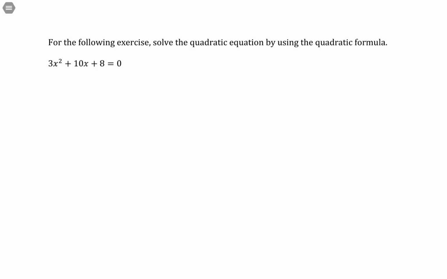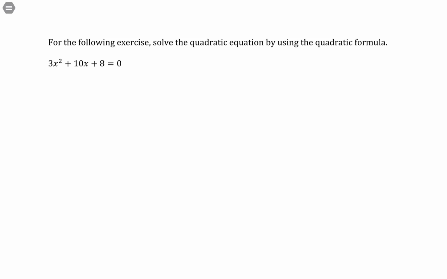For the following exercise, solve the quadratic equation by using the quadratic formula. 3x squared plus 10x plus 8. So whenever you notice that you have a quadratic, and you know that you have a quadratic because there is a squared term, and that's the highest degree term that exists.